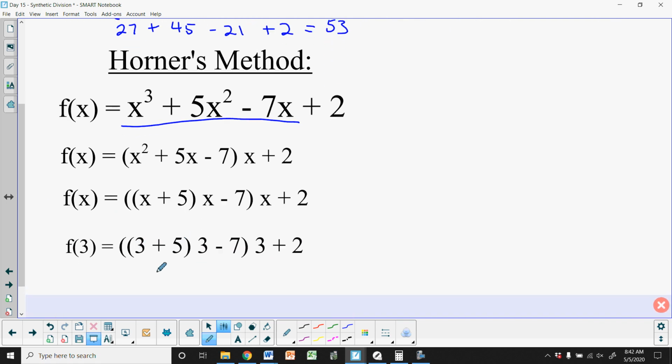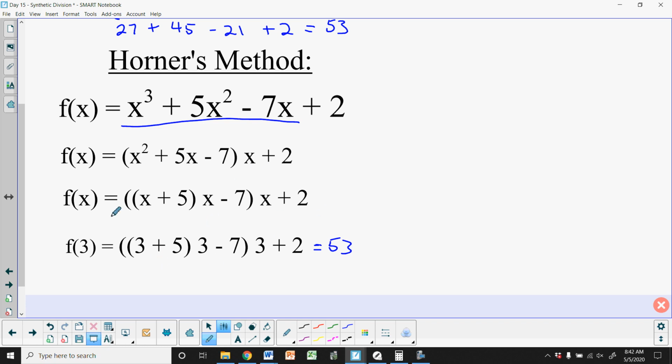3 plus 5 is 8. 8 times 3 is 24. 24 minus 7 is 17. 17 times 3, 51. 51 plus 2 is 53. So notice that we get 53. They didn't change anything here. They just factored these x's out.